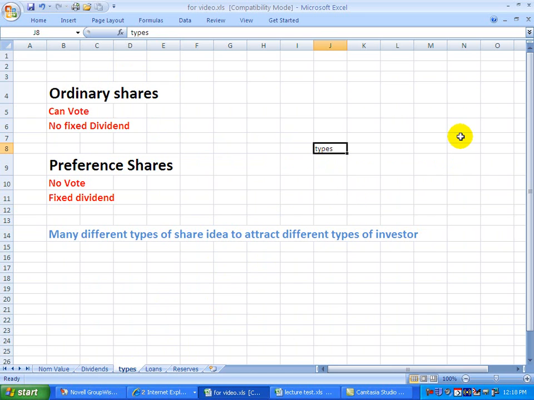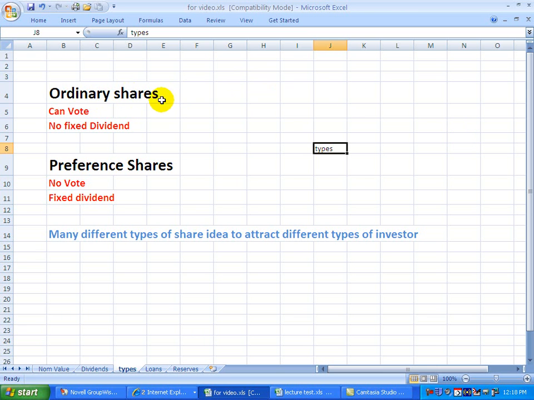Types of shares. There are lots of different types of shares. The idea, of course, is that a company wants to raise money, and in order to attract different types of people into buying those shares, it has to offer different types of shares which would suit their needs and be attractive to them in order to ask them to put money into the company.